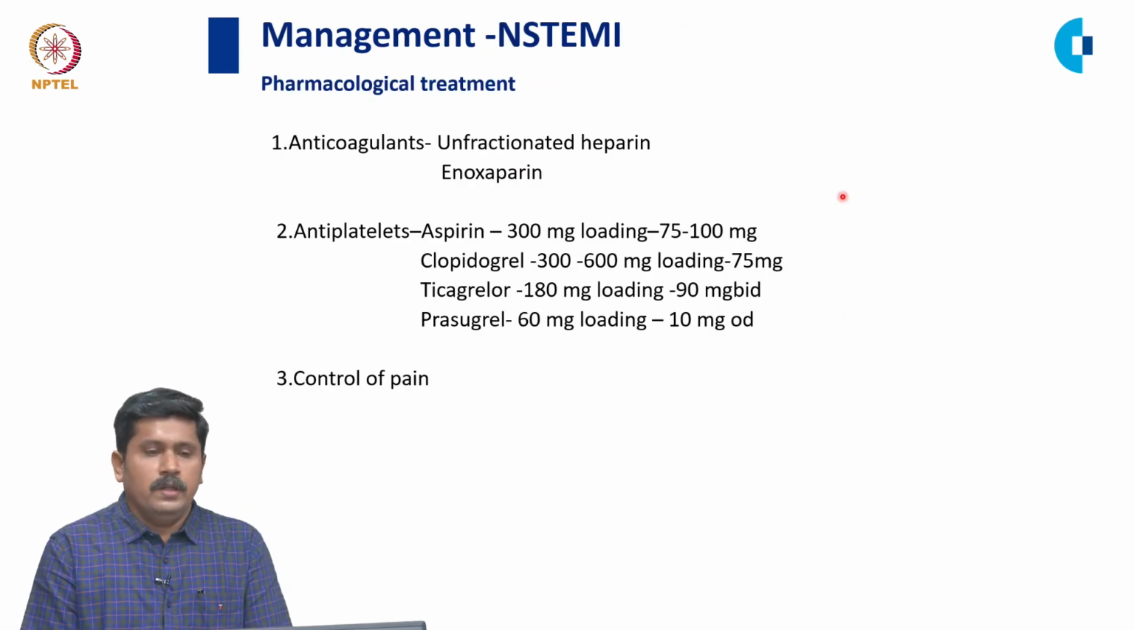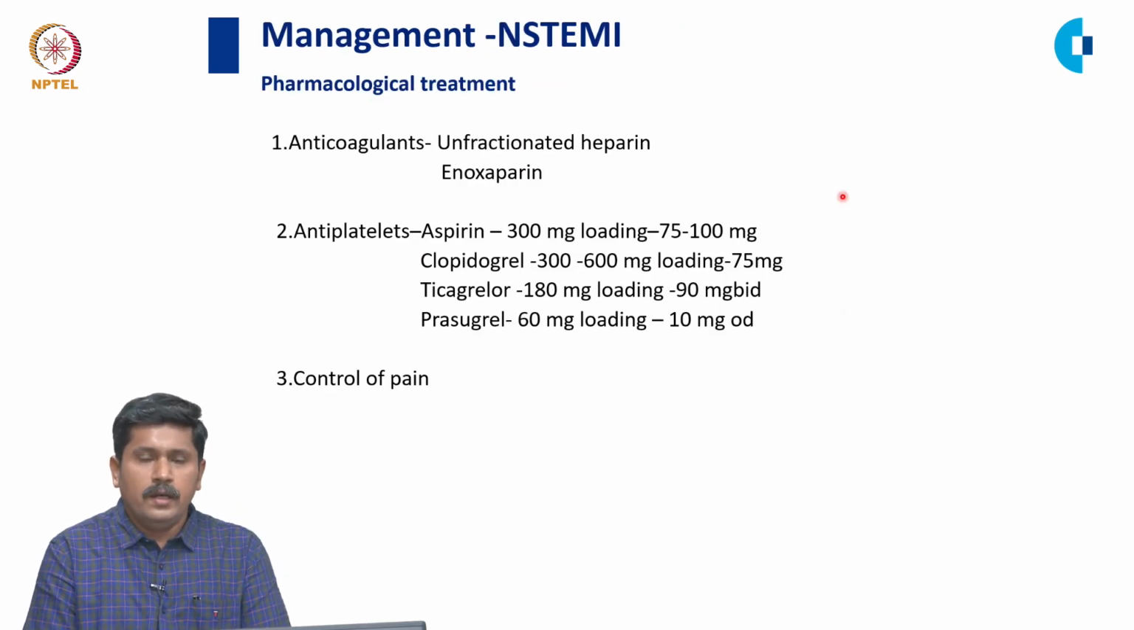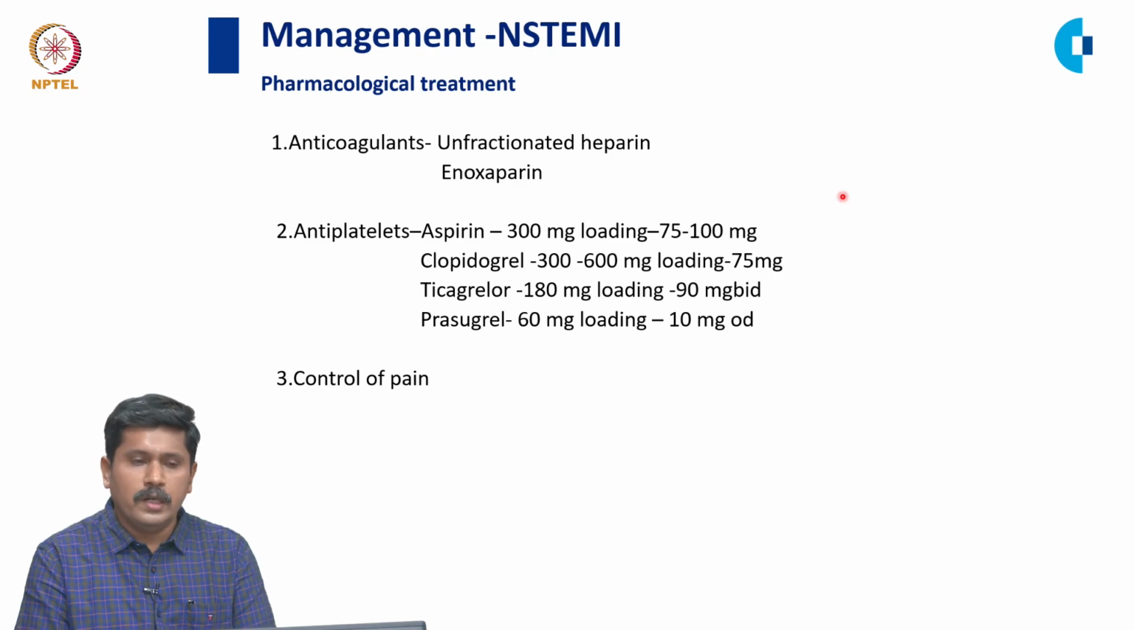Coming to the management, it involves pharmacological treatment and invasive treatment. In the pharmacological treatment, for a patient with an acute onset of pain, one is symptomatic relief. You try to control the pain by the use of sublingual or intravenous nitrates, or by using morphine or beta blockers. The next part of the treatment is antiplatelets and anticoagulation. Anticoagulation, usually enoxaparin, is given according to the body weight of the patient. And antiplatelets, you call it a loading dose.